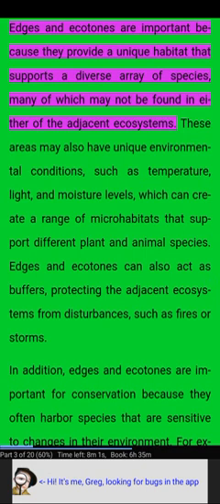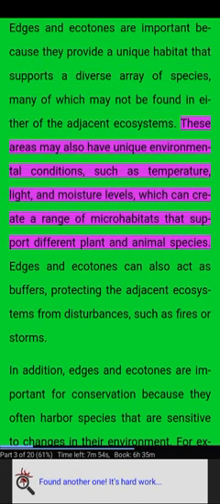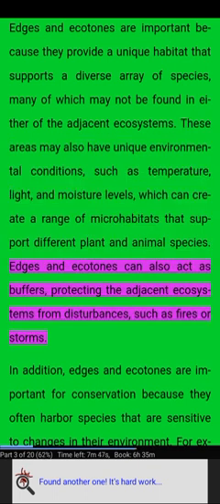Edges and ecotones are important because they provide a unique habitat that supports a diverse array of species, many of which may not be found in either of the adjacent ecosystems. These areas may also have unique environmental conditions, such as temperature, light, and moisture levels, which can create a range of microhabitats that support different plant and animal species. Edges and ecotones can also act as buffers, protecting the adjacent ecosystems from disturbances, such as fires or storms.